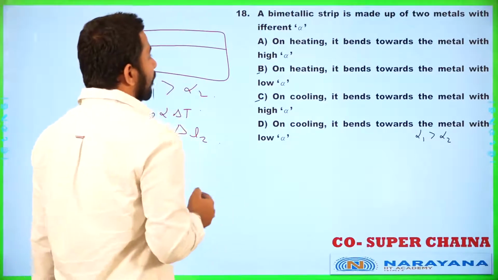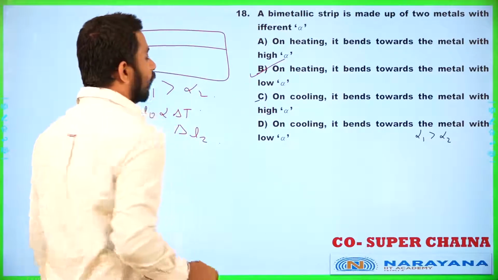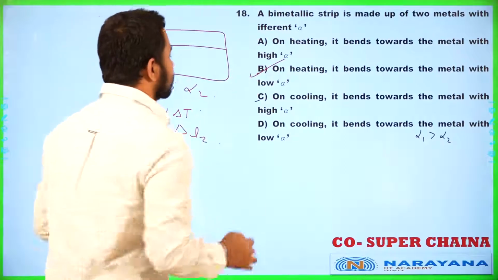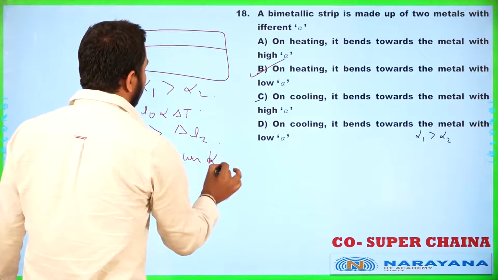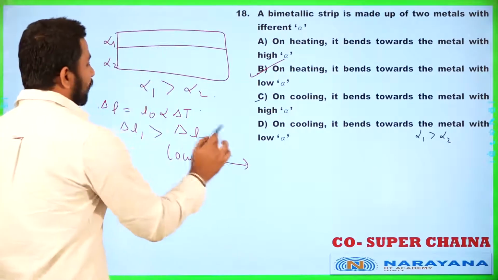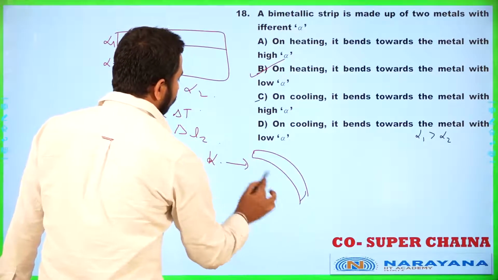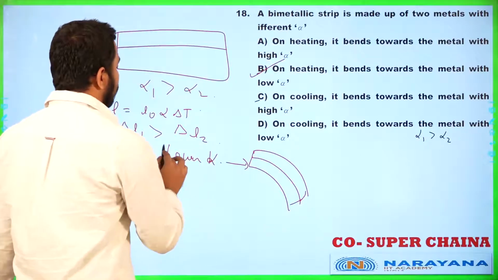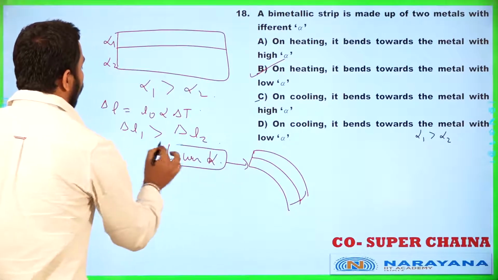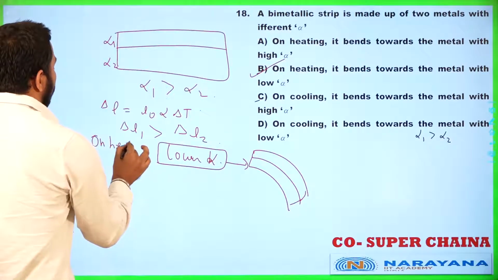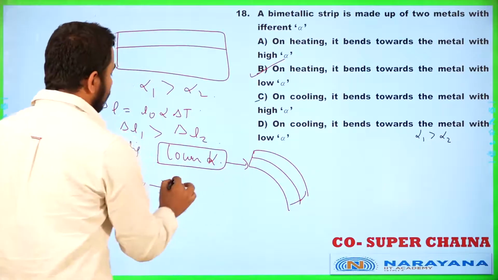So obviously, on heating, when the temperature increases, it will bend toward the lower alpha. So it will bend like this. This is the value. What will happen on cooling? Lower alpha on heating. On cooling, student, it will bend toward higher alpha.